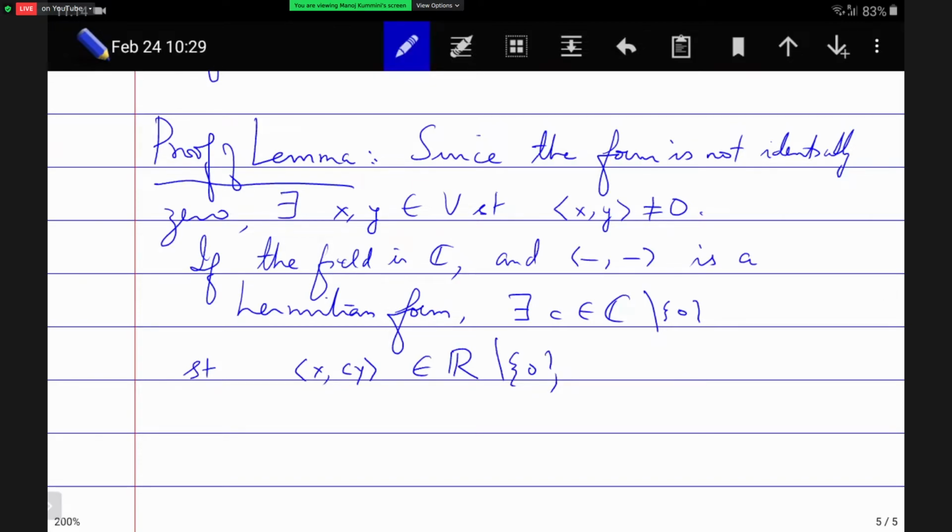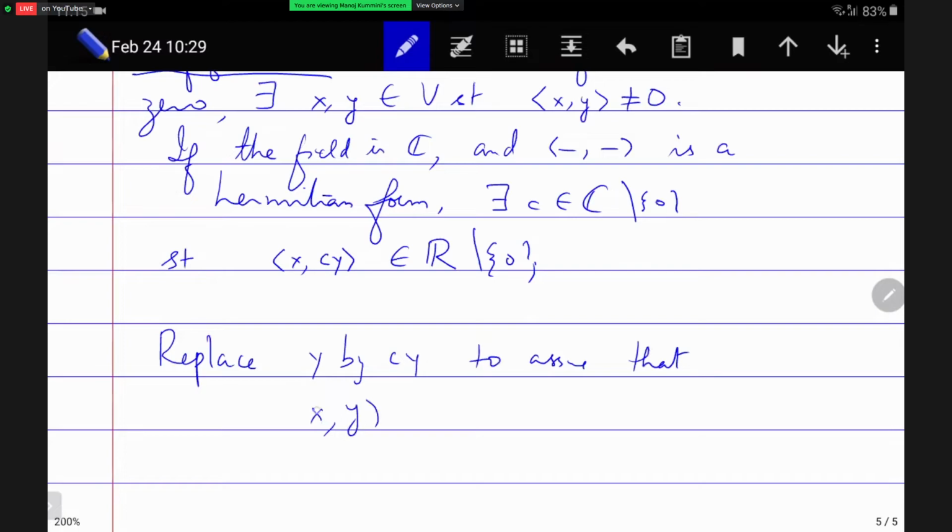So what we are doing is whatever this ⟨x,y⟩ is, call that thing c inverse, and then just multiply by c. Then you'll get one. It could be any c, but we just want it real. And of course c is non-zero and ⟨x,y⟩ is non-zero, so the whole thing is non-zero. Okay. So replace y by cy to assume that ⟨x,y⟩ is real and not zero.